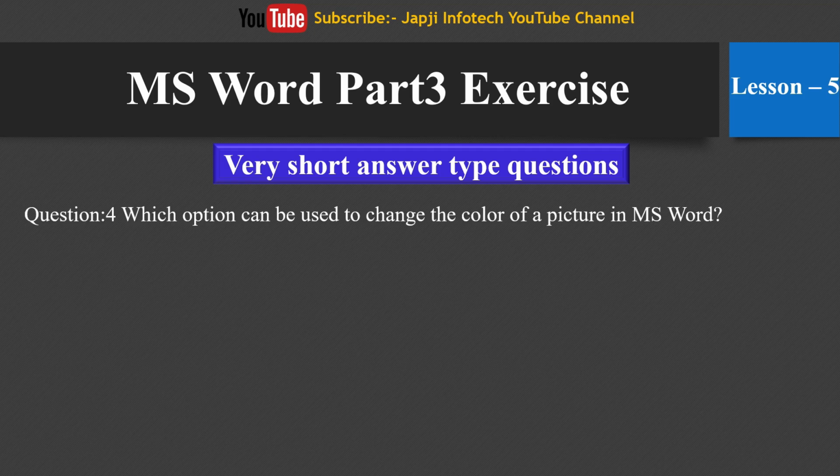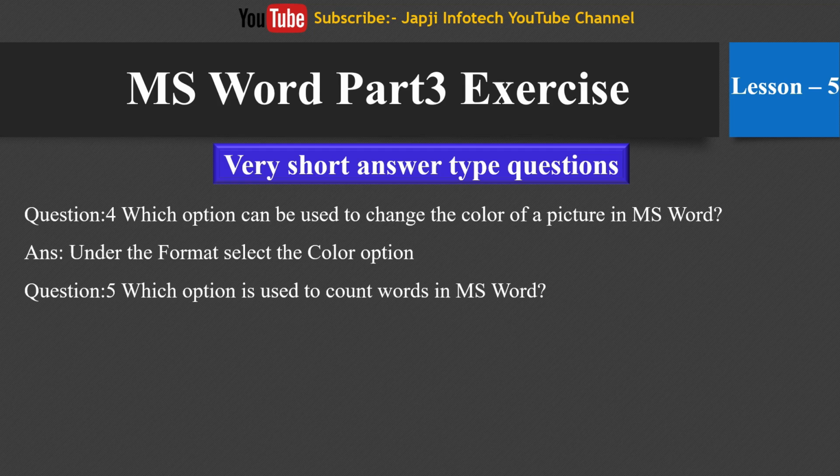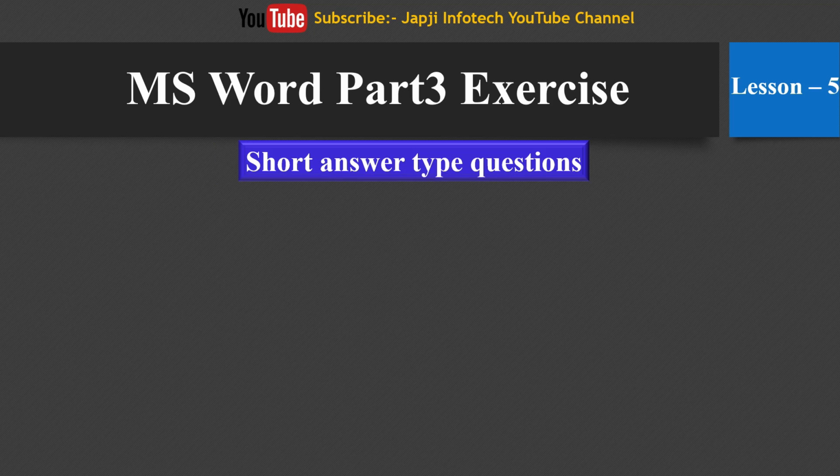And the fourth one is which option can be used to change the color of a picture in MS Word, and the right answer is under the format tab select the color option. And the fifth one is which option is used to count word in MS Word, and the right answer is word count option is used to count word in MS Word. So now we will learn about short answer type questions.